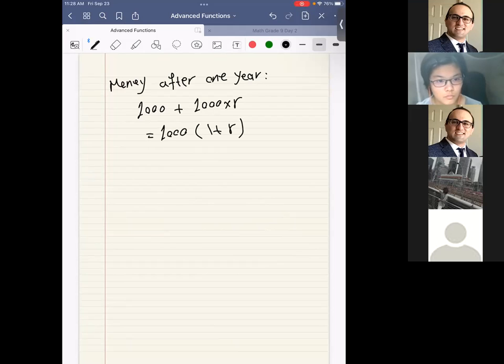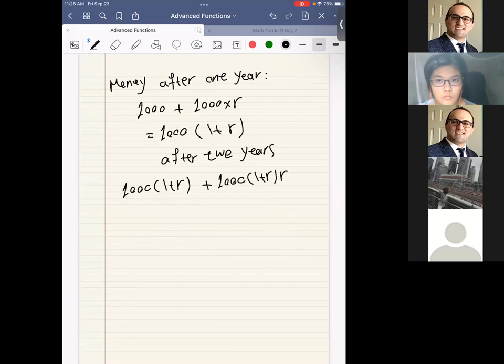Now, what is the money after 2 years? So after 2 years, you have your money after 1 year, which is your 1,000 times 1 plus R, plus the interest, sorry. The interest, you have to multiply this by R. So plus 1,000 times 1 plus R times R.